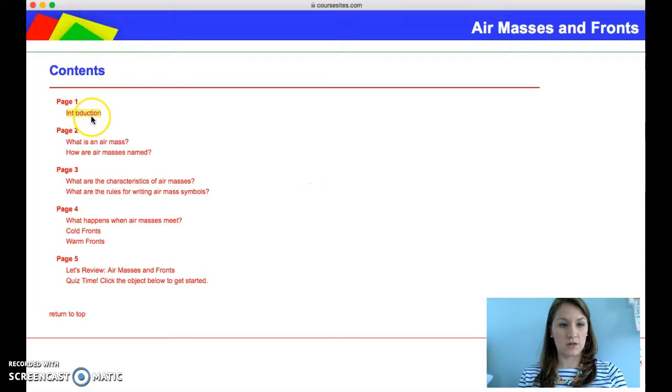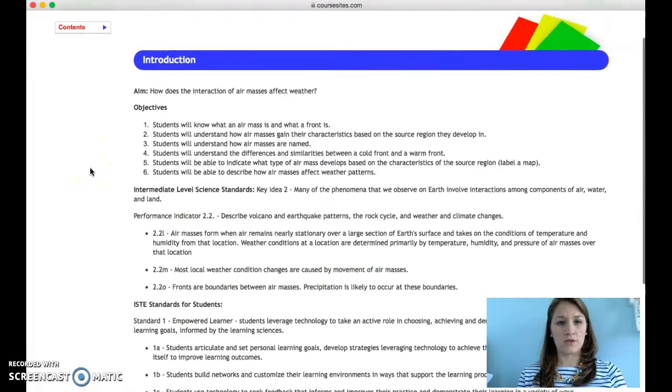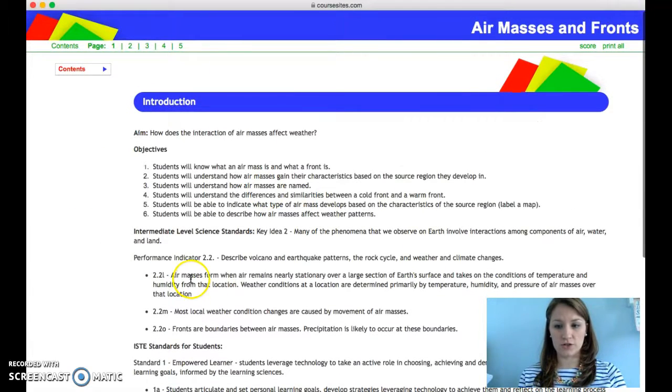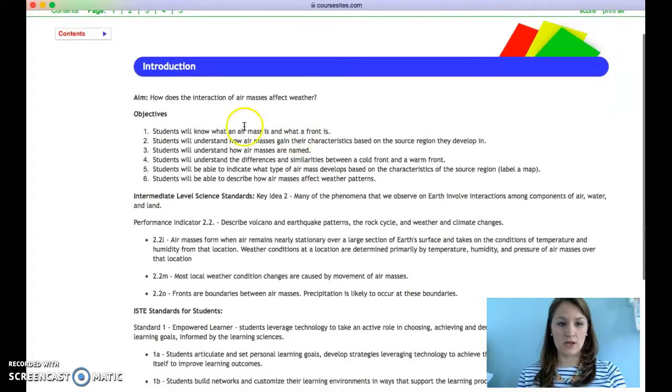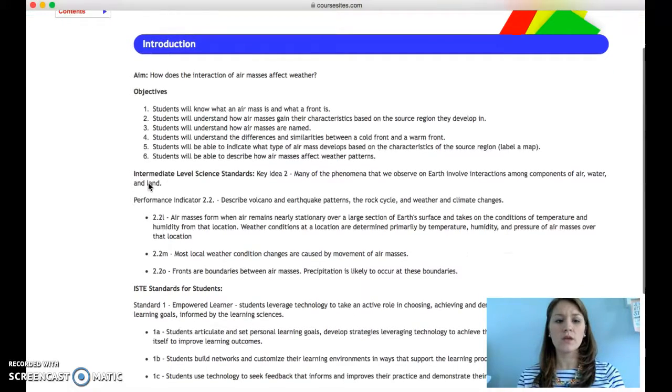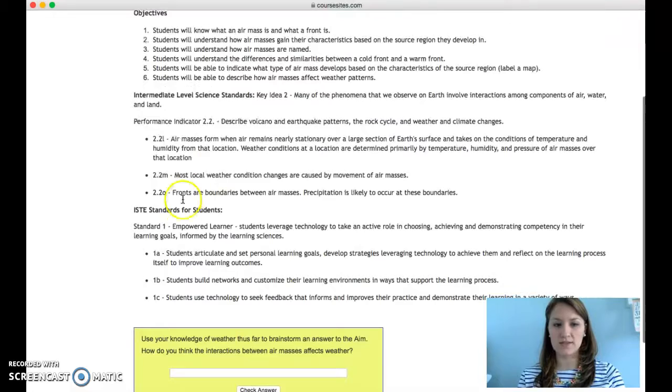So to get started, we would click on page 1, which is our introduction. This page is intended for educators who would like to use this lesson in their own classes. It includes an aim that says how does the interaction of air masses affect weather. It includes 6 lesson objectives that students would hopefully be able to reach by the end of this courseware. It also includes the intermediate level science standards that the lesson addresses and the ISTE standards for students that the lesson addresses.